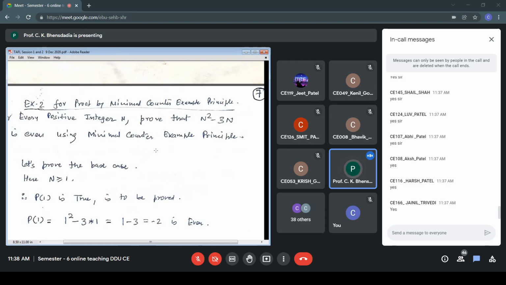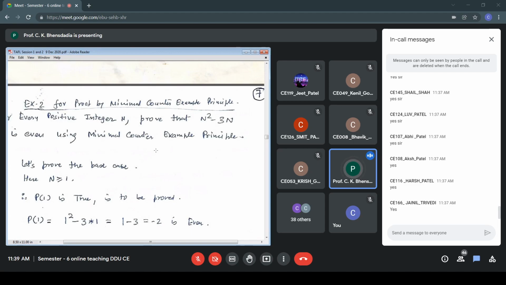Among these values which make the statement false, the minimal being n equal to k. So we assume that k is the smallest value which makes the statement false. Whereas in the case of PMI, the assumption is that for any value n equal to k the statement is true, and then we prove n equal to k plus 1 in the conventional way, using the hypothesis to make the process simpler. Here we use proof by contradiction: we make an assumption and then contradict our own assumption. That is the philosophy behind proof by minimal counterexample principle.